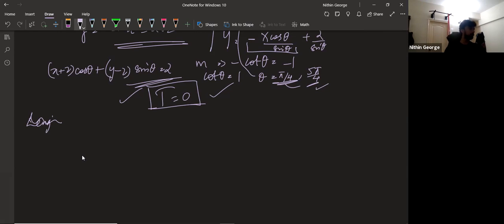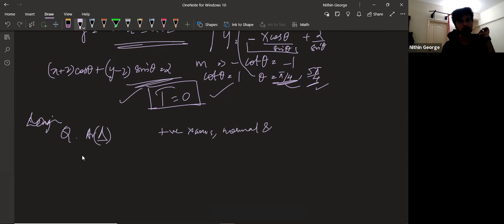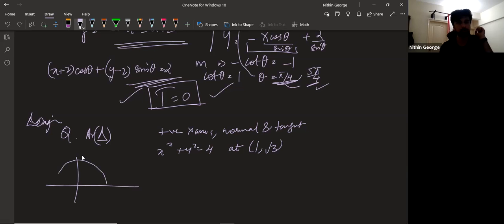Find the area of triangle formed by positive x-axis, normal, and tangent to the circle x square plus y square equal to 4 at 1 comma root 3. Okay, so some circle is given to you, x square plus y square equal to 4. There's 1 comma root 3. They're saying you have to find the normal and tangent at that point also.